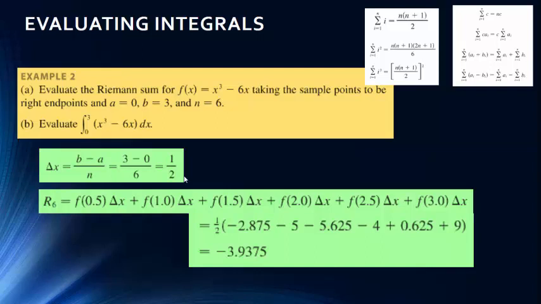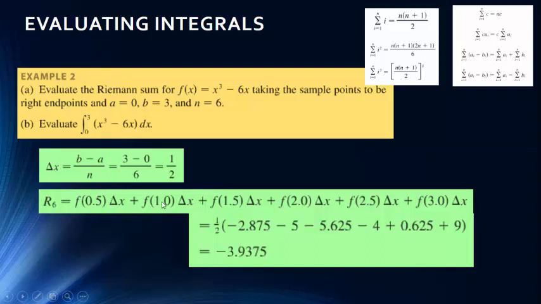So each rectangle is going to be 1/2 unit wide. Now it tells us to take right endpoints, so I'm going to have 6 right endpoints because I have 6 rectangles. I'm starting at 0, but I want the right side of the rectangle, the right endpoint. So the height of the first rectangle is going to be 0 plus delta x, which is 1/2. So my first rectangle's height is going to be f of 0.5, the height of that rectangle, times the delta x, 1/2.